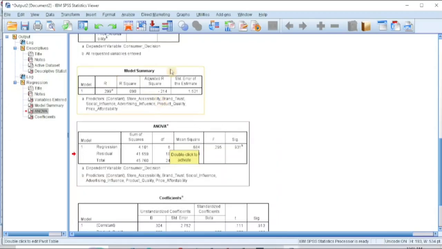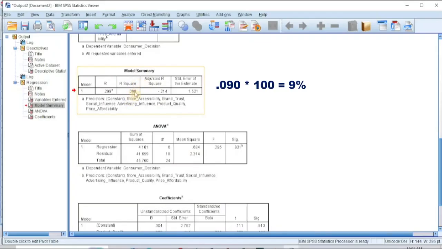The model summary table. As you can see from the model summary table, the R square value is 0.090, which indicates that only 9% of the variation in consumer buying behavior can be explained by the combined influence of the product quality, price affordability, brand trust, advertising influence, social influence, and store accessibility. This is a very low explanatory power, suggesting that the model does not adequately capture the key factors influencing buying behavior. However, your own real data can do better.